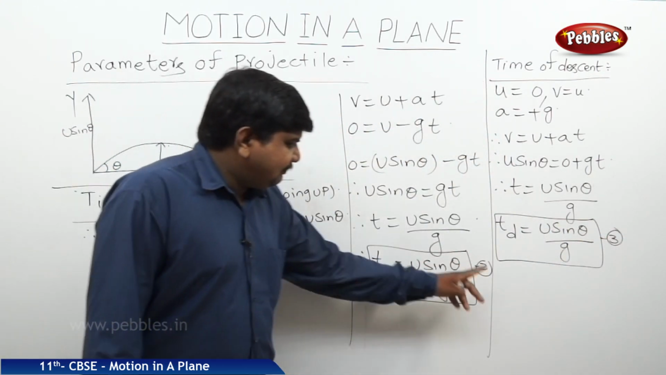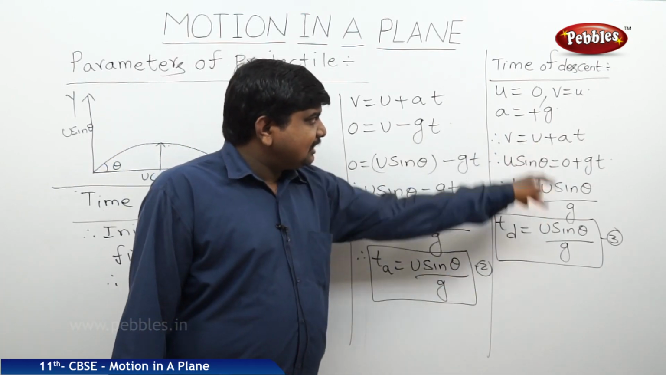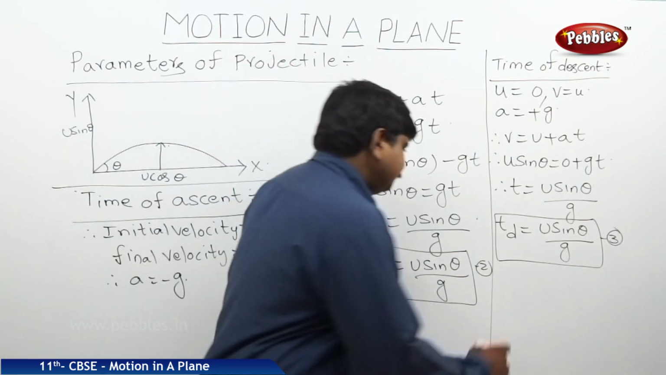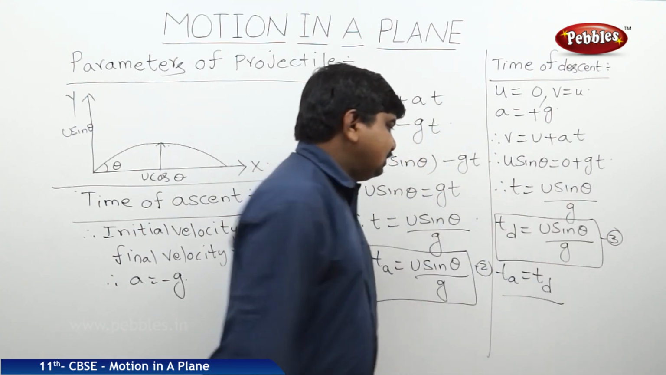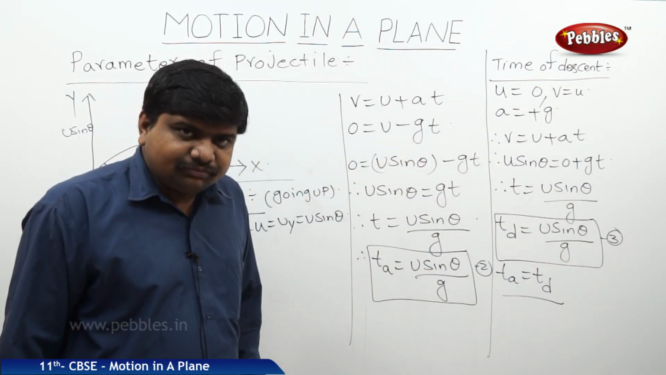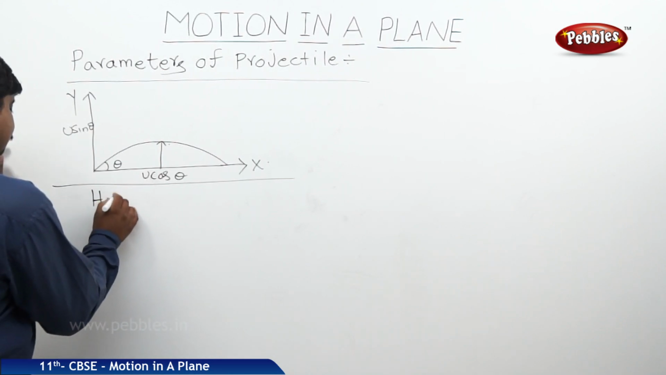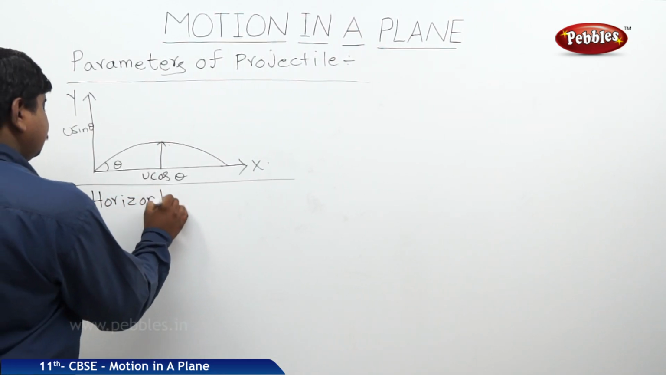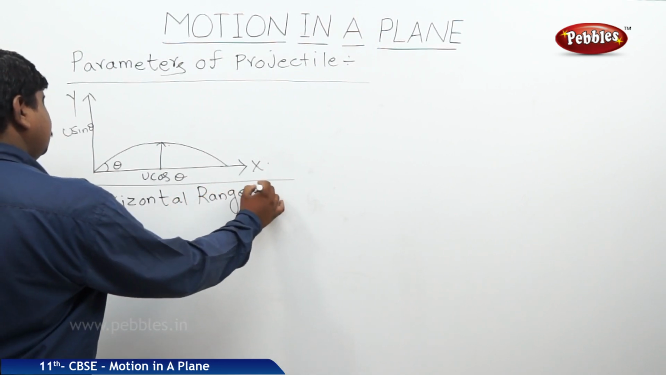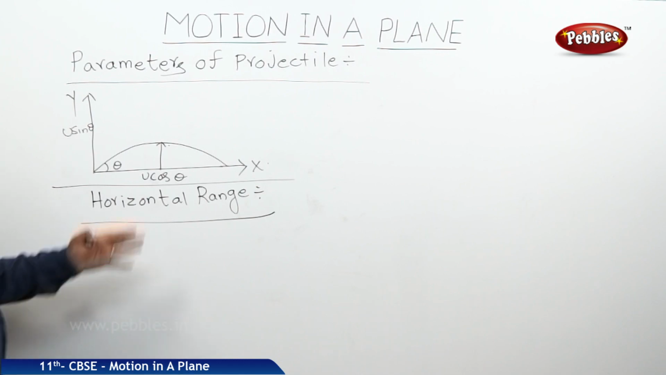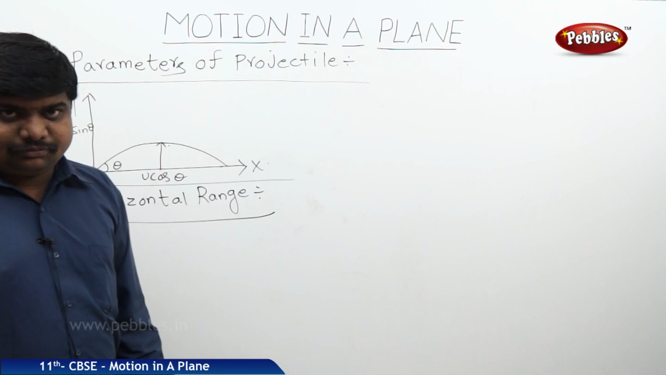By observing equation 2 and equation 3, for a projectile, time of ascending is equal to time of descending. Ta is equal to Td. Both the values are u sine theta by g. The next one is horizontal range. This is one of the parameters or physical quantities that are used to describe the projectile motion.